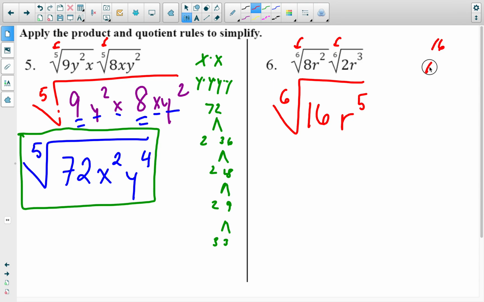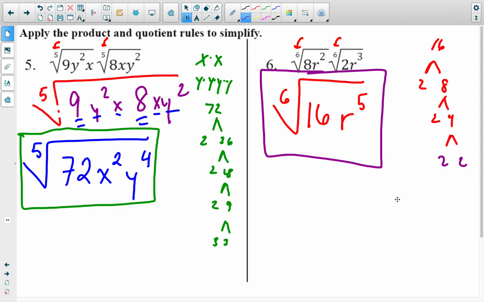16, if we just look at it, it can't be broken down, okay, because we don't have 6 of the same number. We just have 2, 2, 2, 2. We have 4 2's, so it's stuck. And then r to the 5th is r times r times r, 5 r's, but we can't bring it out as a group of 6.